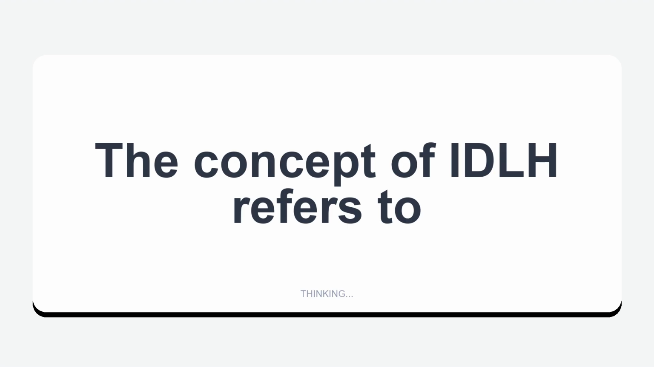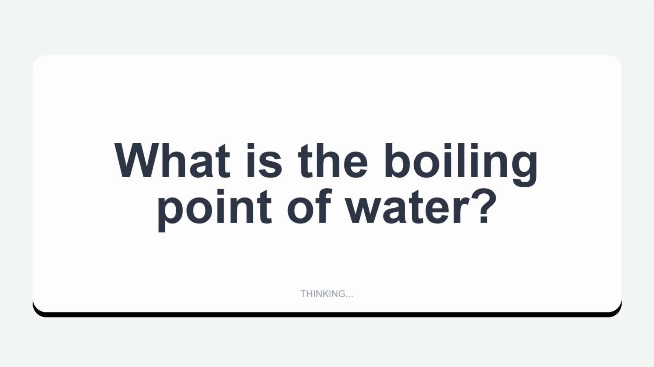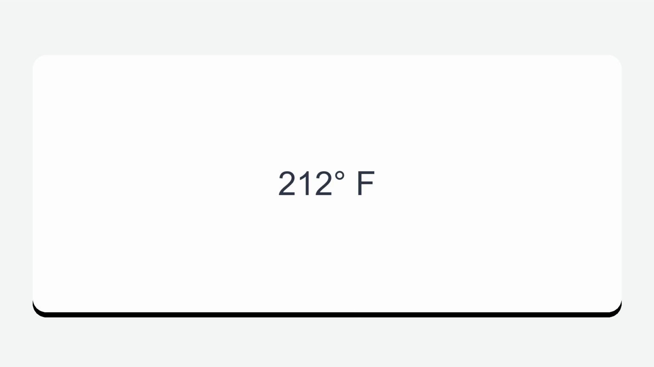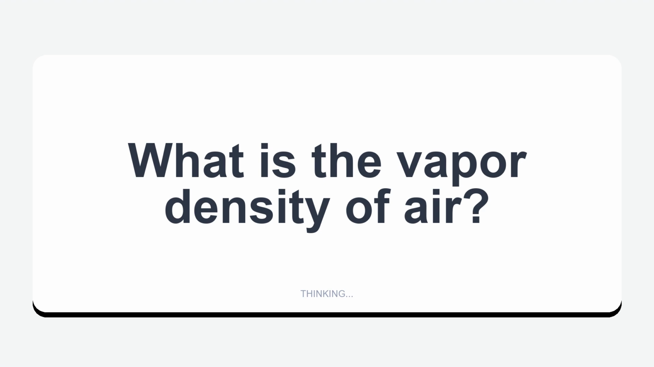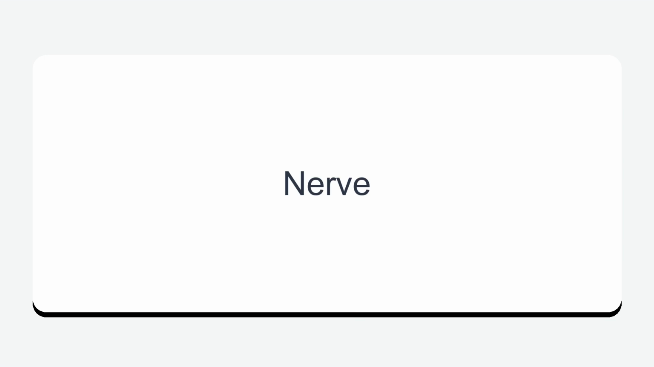The concept of IDLH refers to an immediate threat to life or interference with the ability to escape the atmosphere. What is the boiling point of water? 212 degrees Fahrenheit. What is the vapor density of air? 1. If a victim is twitching, what agent would you suspect he or she has been exposed to? Nerve.